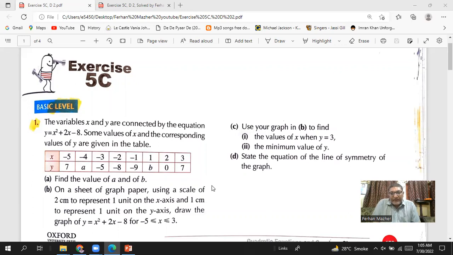There are two parts. The first part is find the value of a and of b. Then he says, on a sheet of graph paper using a scale of 2 centimeters to represent 1 unit on the x-axis and 1 centimeter to represent 1 unit on the y-axis, draw the graph of y equals x squared plus 2x minus 8 for x values from minus 5 to 3. So let's do the first part here.